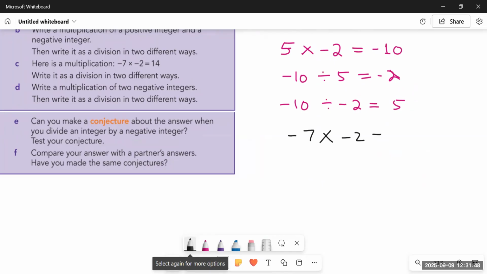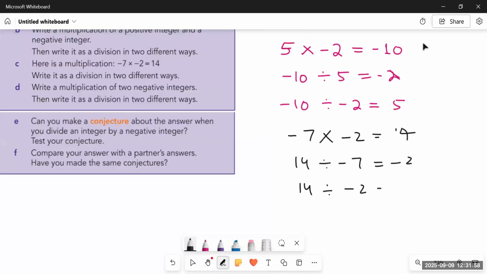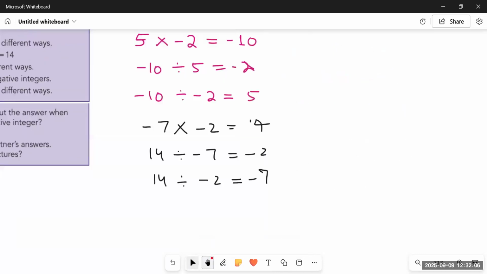It would be the same. That is, if I divide 14 by minus 7, I will get minus 2. If I divide 14 by minus 2, I will get minus 7. So that's all. Okay. Then we have to write down a multiplication of our own, and then we have to write it as a division.